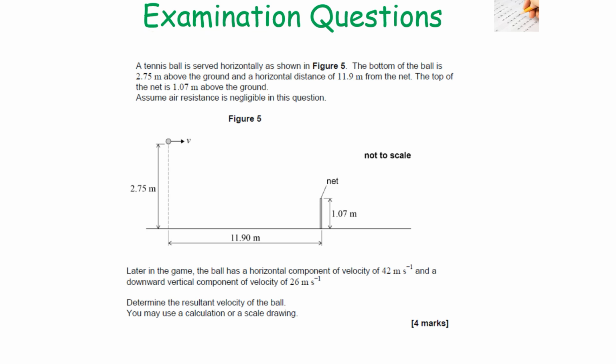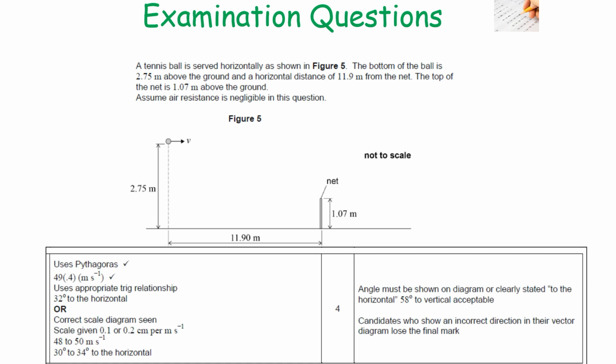Right, so how would you answer this particular question? Well, if you wanted to do a calculation, you should use Pythagoras. You already know what the horizontal component of the velocity is. It tells you in the question it's 42. You know that the downward vertical is going to be 26, so we can draw that out as a right angle triangle. So the horizontal component squared plus the vertical component squared is equal to the overall component squared. Work it through and you get your answer to be 49.4 meters per second.